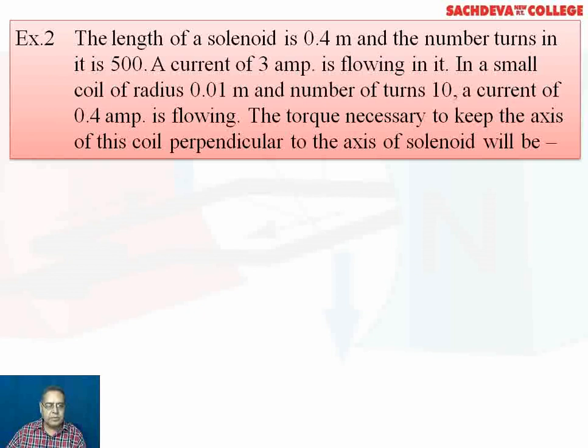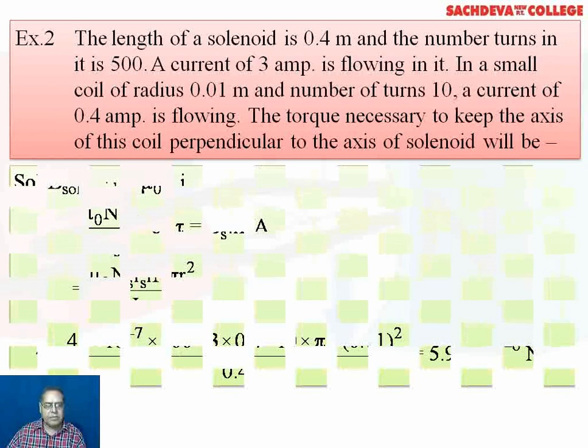Now, second example. The length of solenoid is 0.4 meter and the number of turns is 500. A current of 3 amperes is flowing in it. There is a small coil of radius 0.01 meter and the number of turns 10. A current of 0.4 amperes is flowing. The torque necessary to keep the axis of coil perpendicular to the axis of solenoid will be.